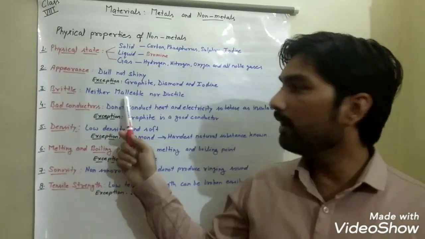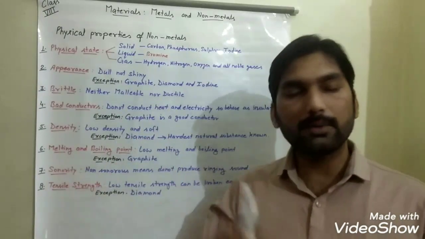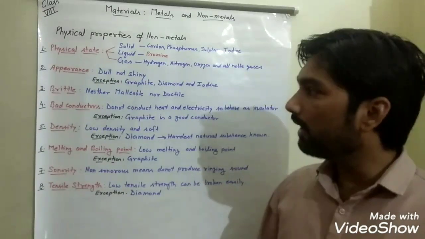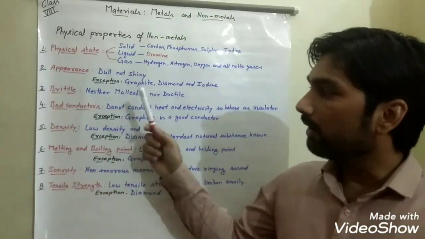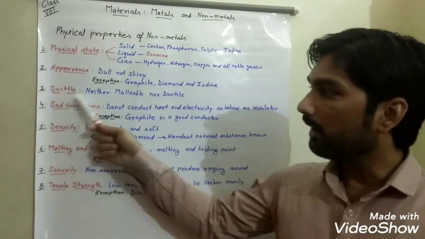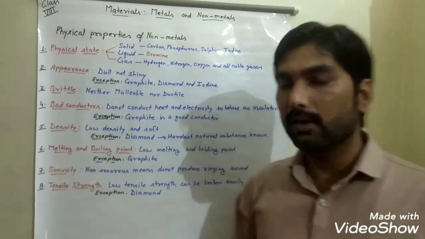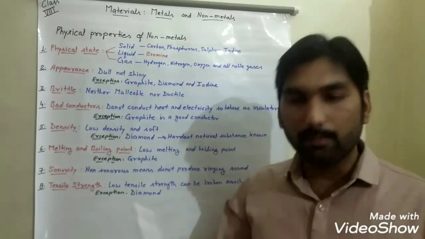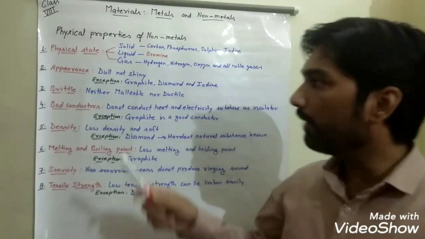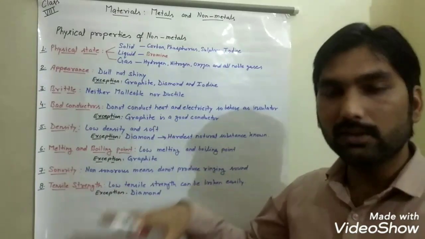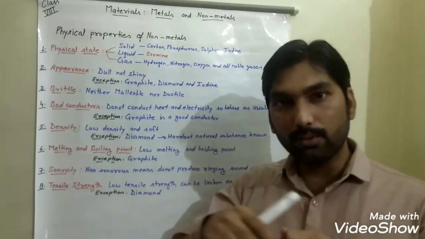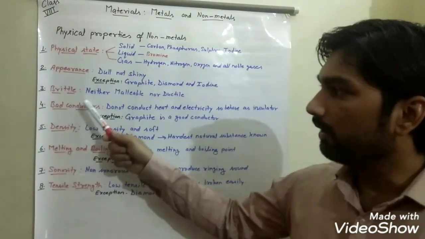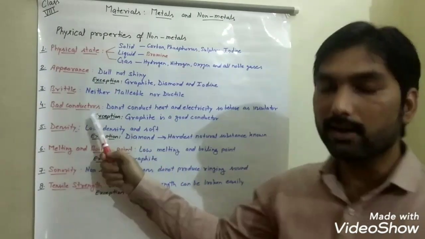Next feature is malleability and ductility. As you have seen, metals are malleable and ductile, but non-metals are brittle. They do not have a metallic bond, so if we hammer them, they break down easily. They cannot be converted into thin sheets, or made into thin wires. So non-metals are brittle, and they are usually bad conductors.